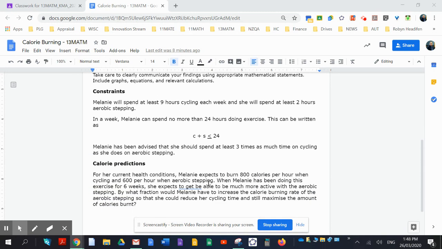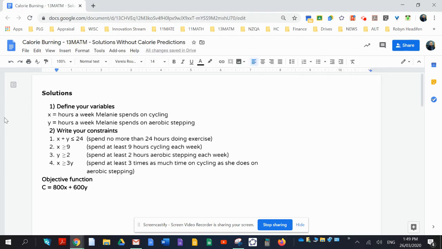What I've done in my solutions, so I was saying in the solutions, I have defined my variables. This is the structure we've been using in class. So I've let x equal the hours a week Melanie spends on cycling, and y is the hours a week Melanie spends on aerobic stepping. So of course, assuming hours will be in whole number values.